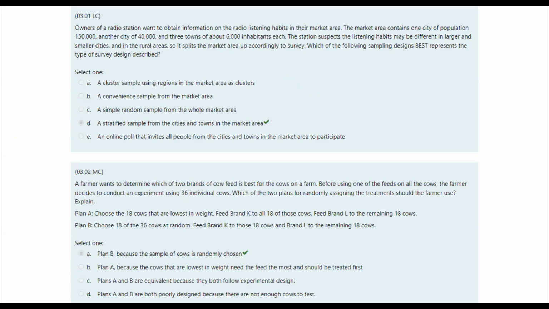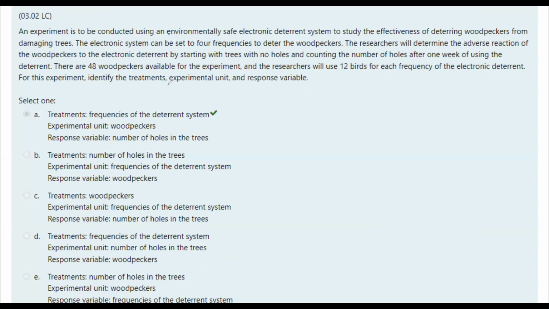All right, let's see this one. This one looks fun, being sarcastic. An experiment is to be conducted using an environmentally safe electronic deterrent system to study the effectiveness of deterring woodpeckers from damaging trees. Okay. It can be set at 4 frequencies. They look at the reaction of the woodpeckers. So usually when there's a long thing like this, a lot of it you don't even need to know. That goes for any AP class, really.